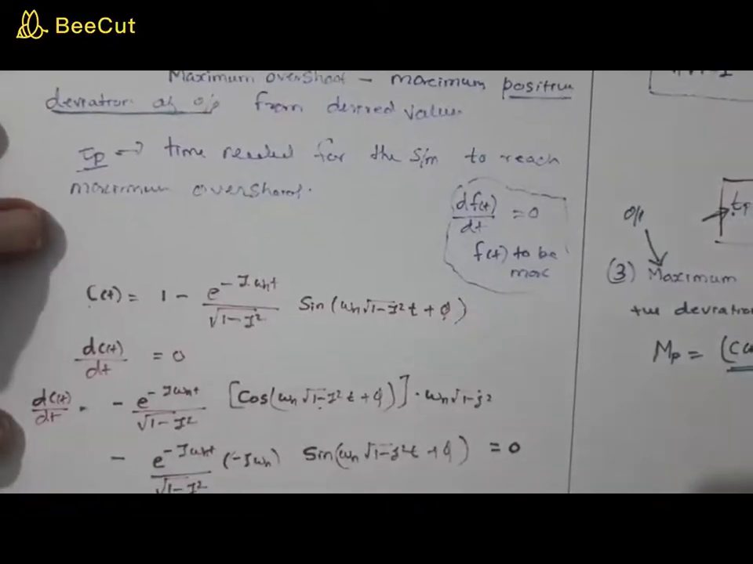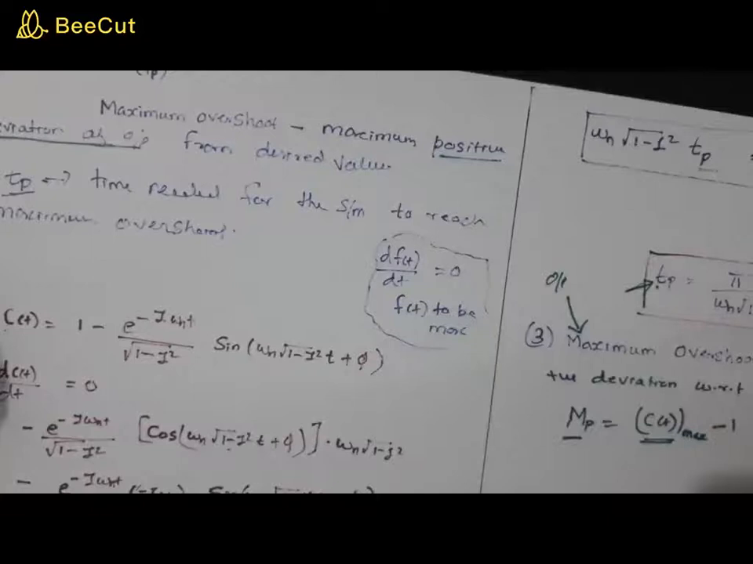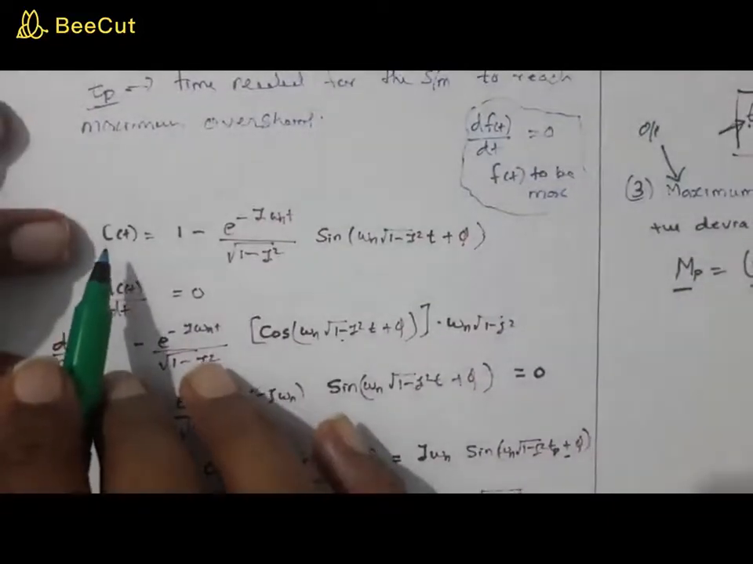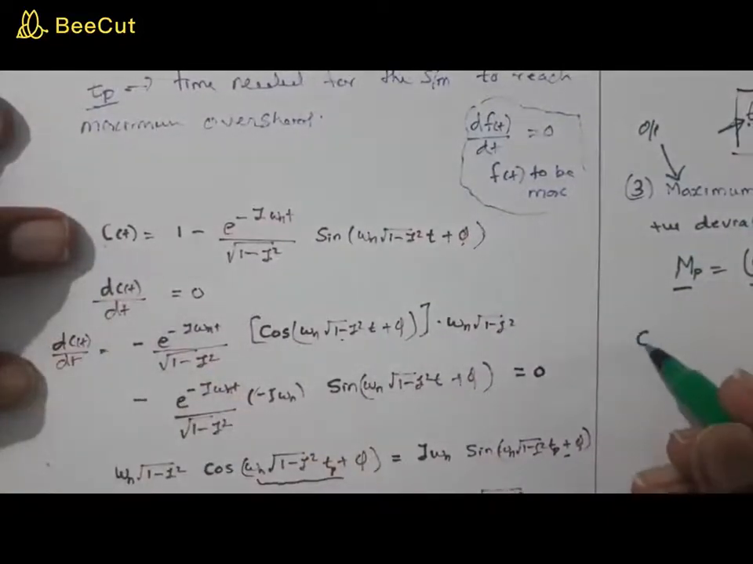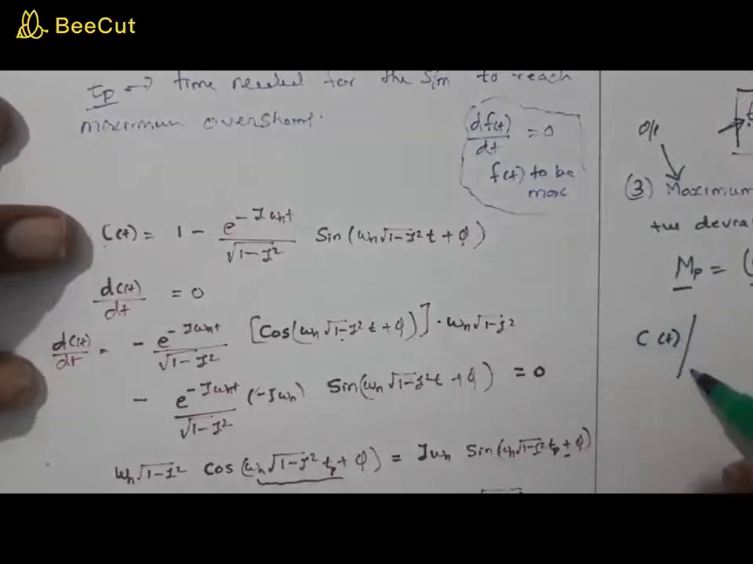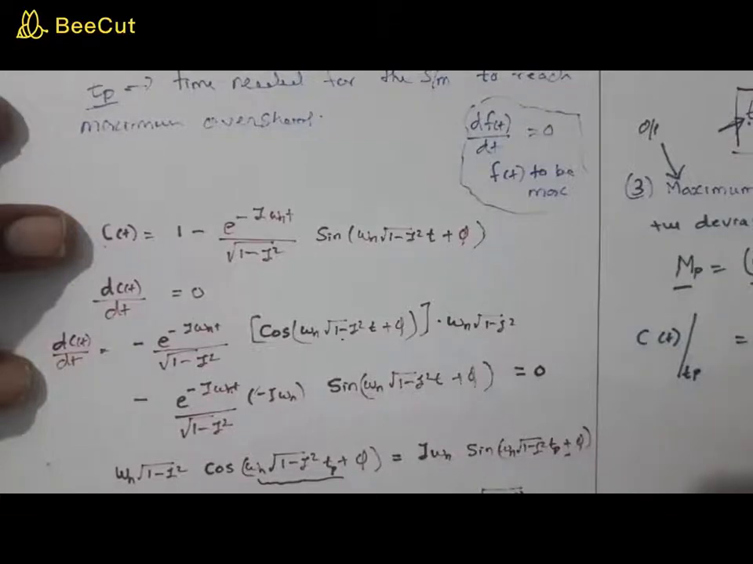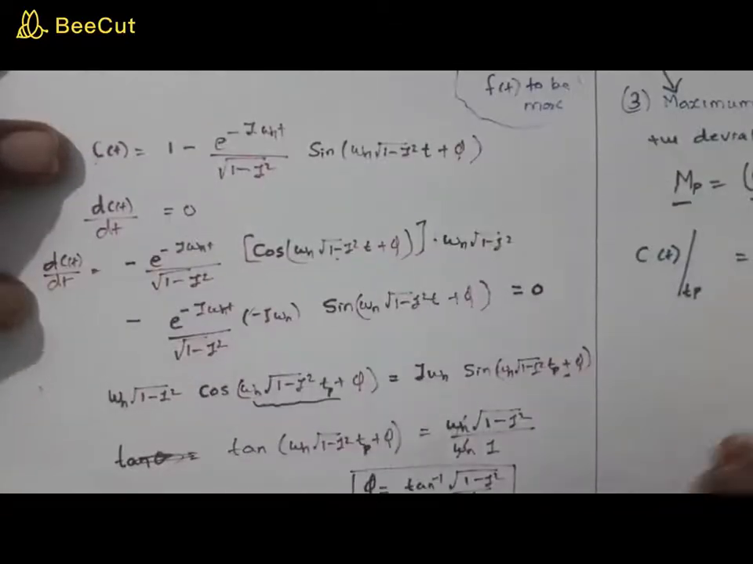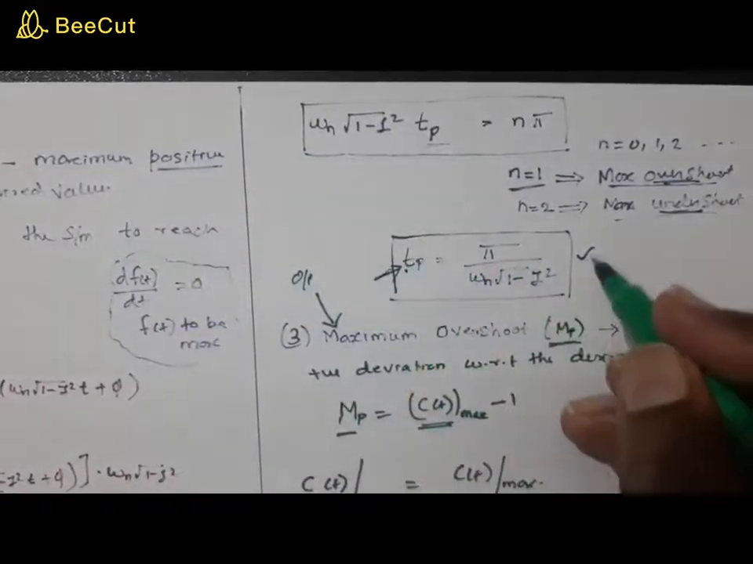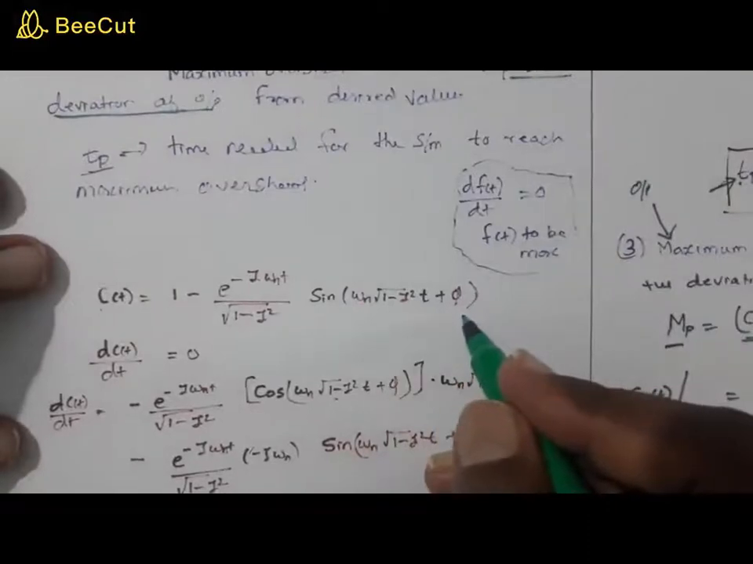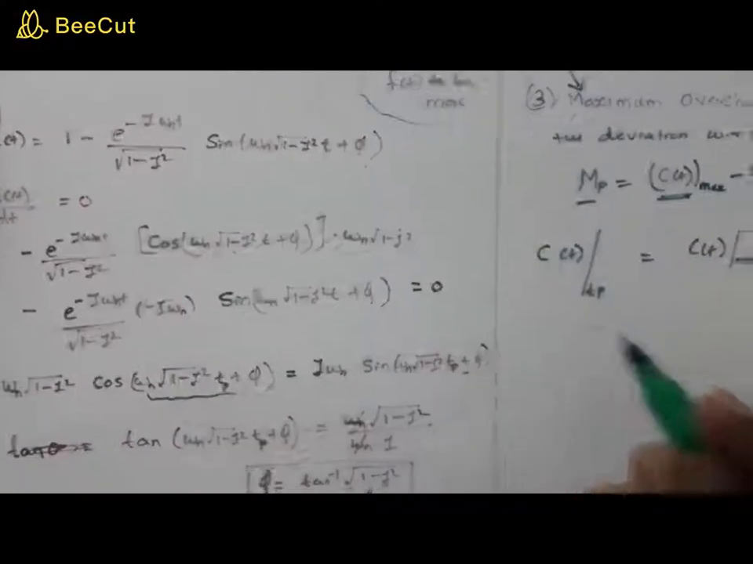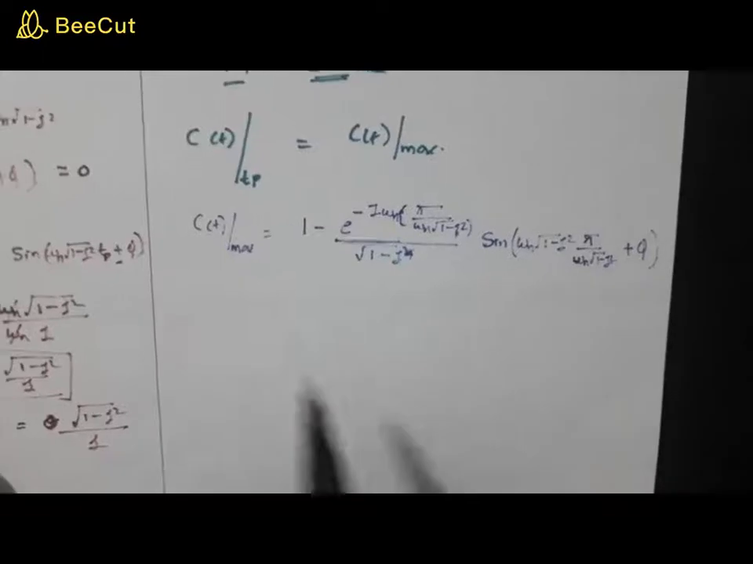Okay, so first of all, in order to find MP, you need to get the maximum value of C of t. Now we know that at this time the output will be at its maximum. So C of t at TP is actually your C of t max. Am I right? Now what I'm going to do is use this expression for TP, substituting this TP in this equation, in the C of t.